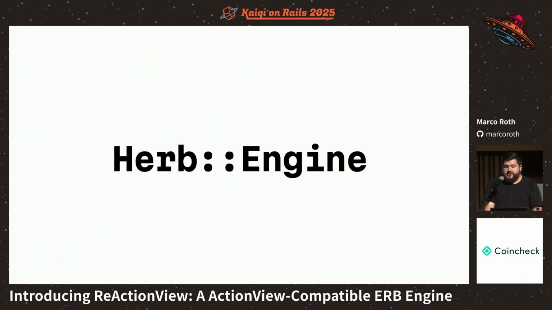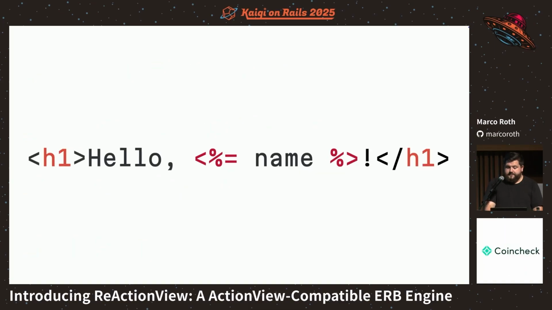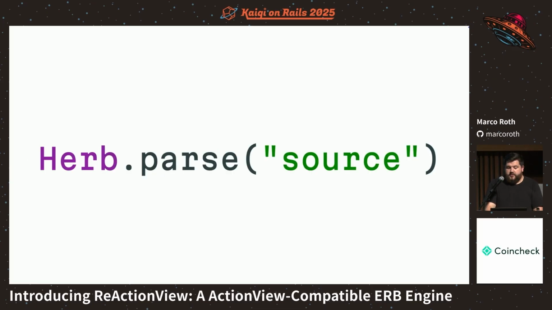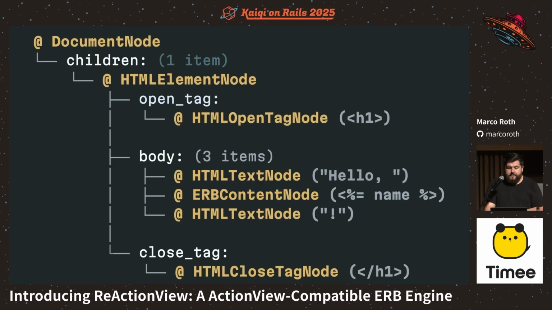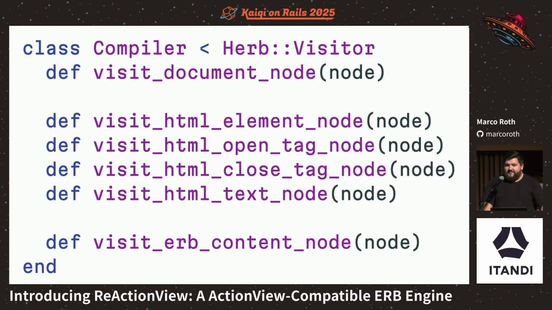If you compare this to the Herb engine and we give it the same template, what we can do now is use the Herb parser to parse this file, and we get back a syntax tree. I will compact this a little bit so you can read it. So we have a document, we have an element node outside of it, we have an opening tag, text nodes, ERB content, and a closing tag node. Herb supports visitors, so we can visit this template and go strategically about visiting each of these nodes. And if we implement each of them, we can compile these templates.